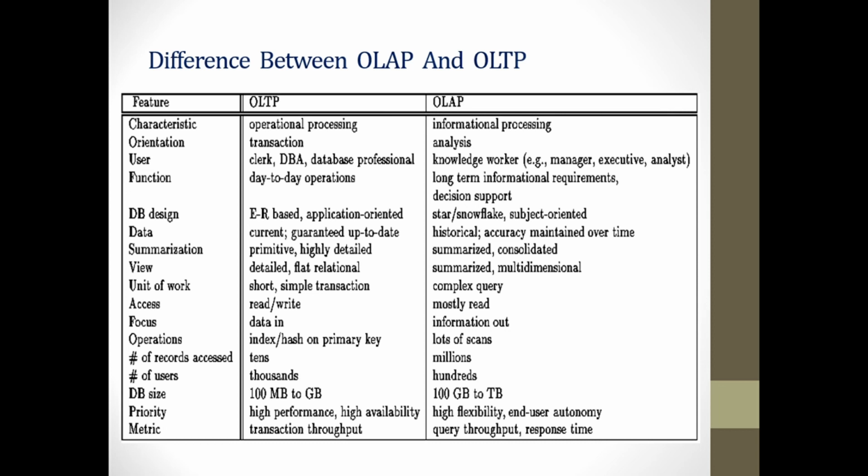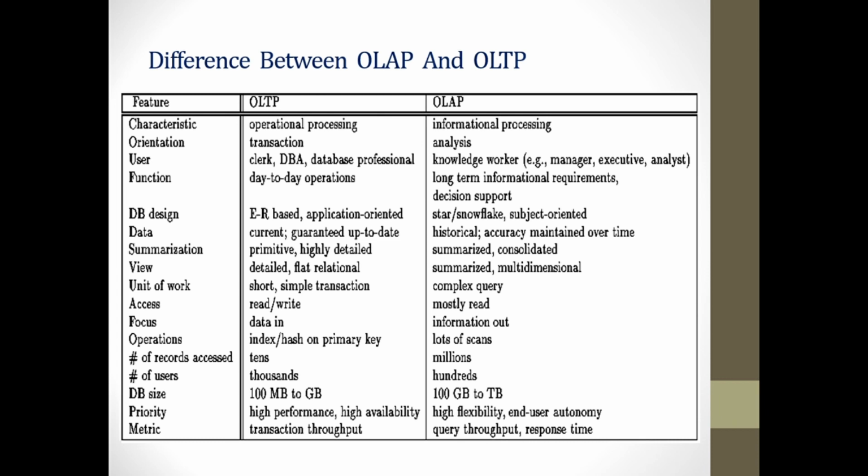Now, let us look at some of the differences between OLAP and OLTP. The characteristic of OLTP is operational processing, whereas OLAP is information processing. The orientation of OLTP is transaction, and the orientation of OLAP is analysis. The users at OLTP are clerks, DBAs, and database professionals, whereas the users at OLAP are knowledge workers like managers, executives, and analysts.